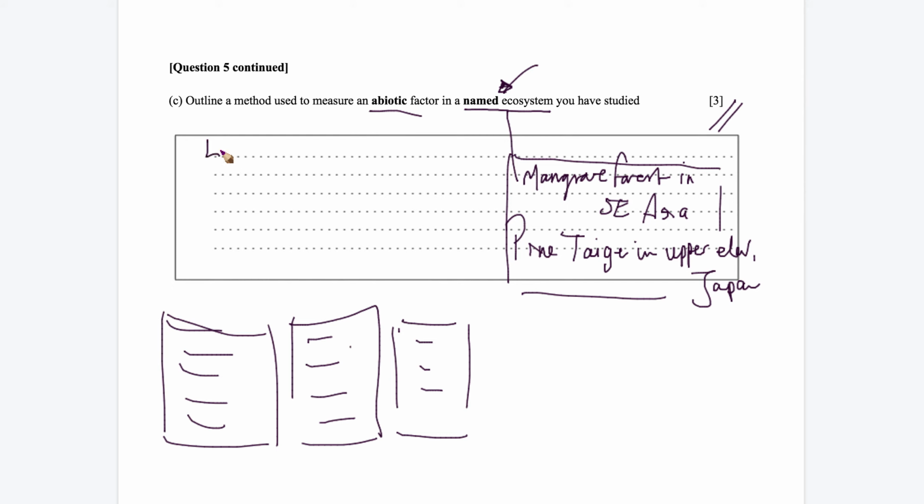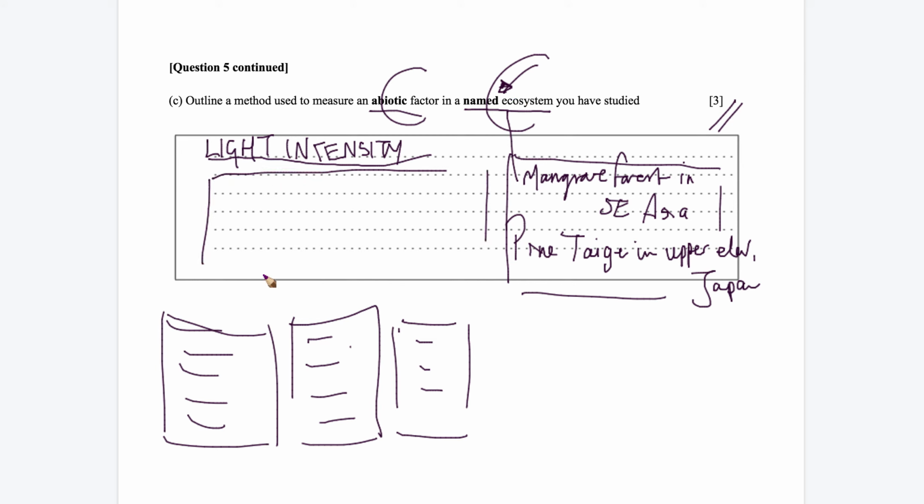Okay, now you've also got to tell them what abiotic factor you're going to measure. Let's say we're going to measure light intensity. You are not going to get marks in a question like this for naming the ecosystem or naming the abiotic factor. Those are just there so that your answer will make sense. If you don't have them, though, you probably can't get the marks. So you need to have them in there. However, we're still looking for the 3 marks.